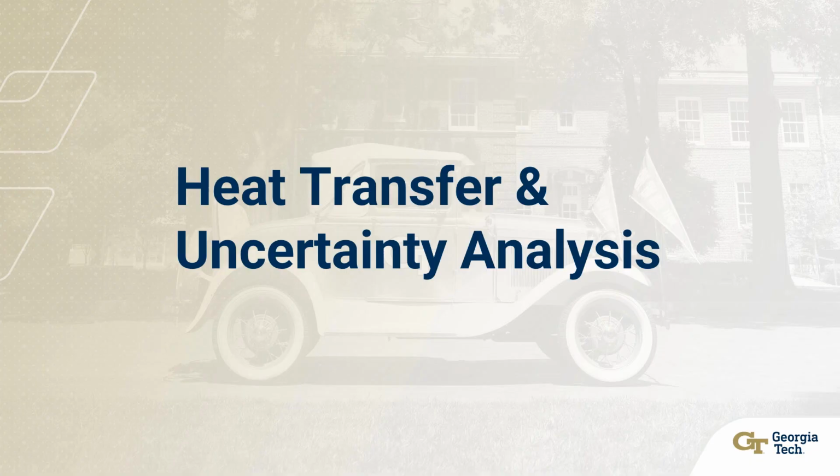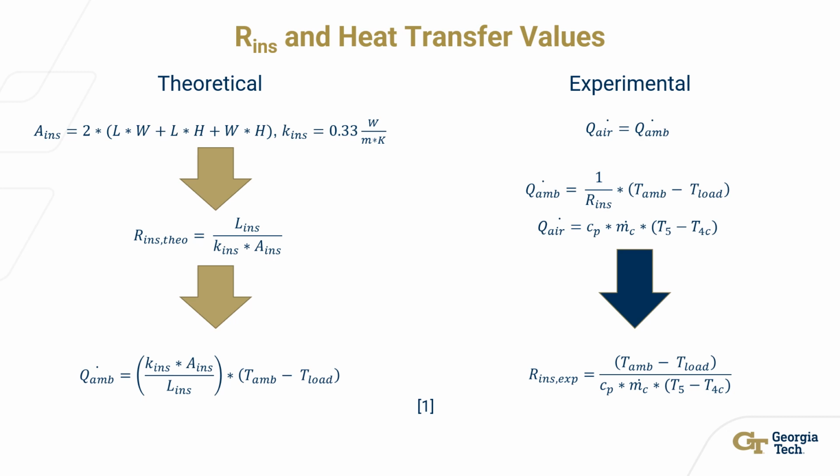Now the team is able to build a steady state model. After assuming that the theoretical insulation thermal conductivity is 0.33 watts per meter Kelvin, and taking the internal and thickness measurements, the equation on the bottom left is used to find the theoretical Q dot ambient. Solving for the experimental insulation thermal resistance, data can be plugged into the equation in the bottom right. Using the measurements mentioned before, an experimental insulation thermal conductivity can be solved for and compared to a theoretical value.